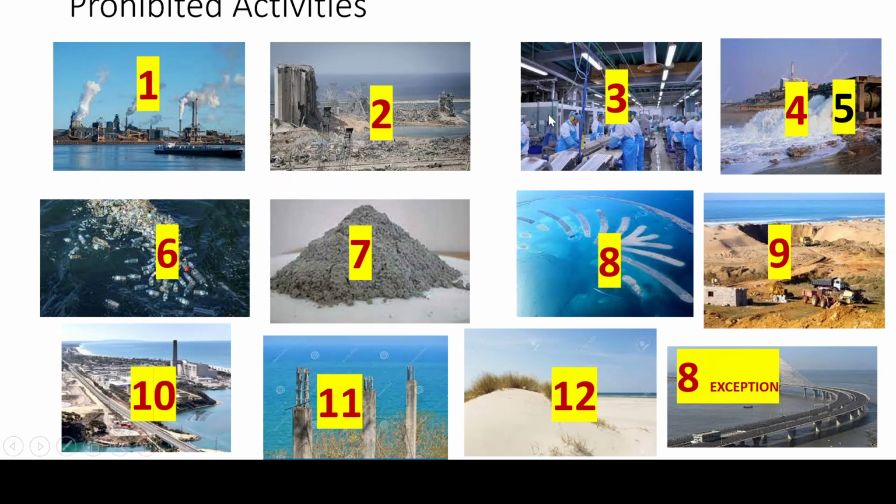Then point 3 is setting up an expansion of fish processing units, including warehouses. So it is not allowed. Setting up of fish processing units or warehouses near the sea is not allowed. And here hatchery and natural fish drying is excluded. So it does not cover the hatchery and natural fish drying.